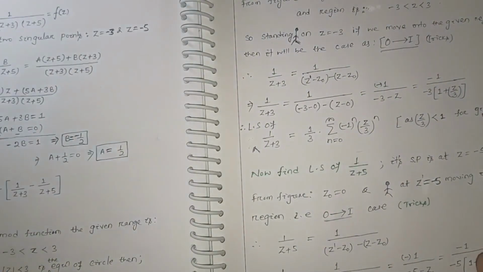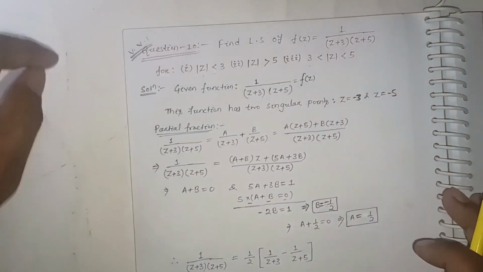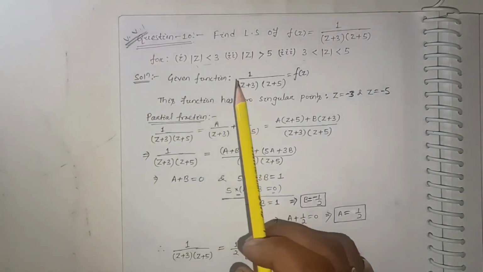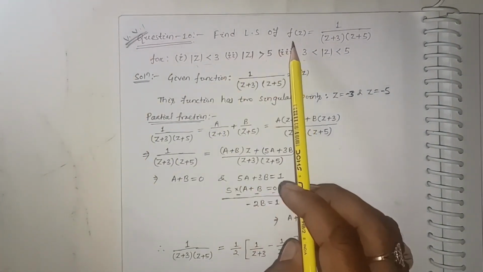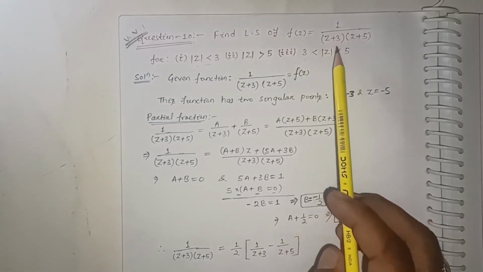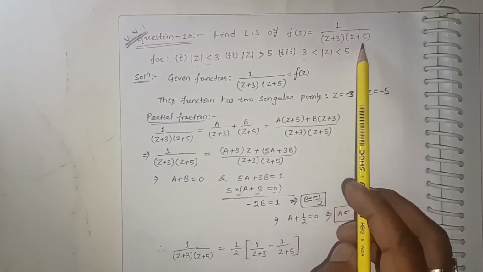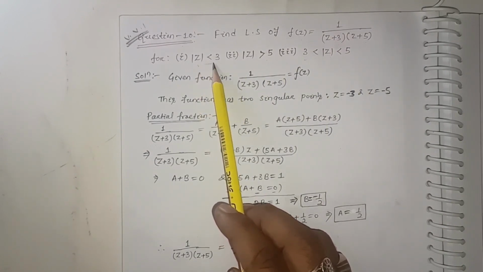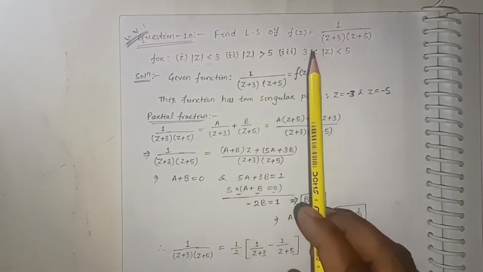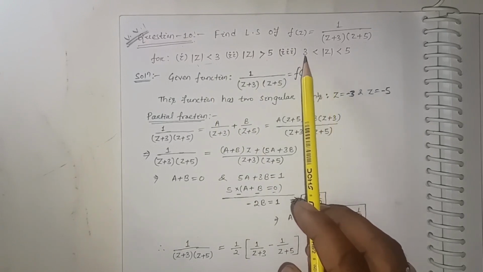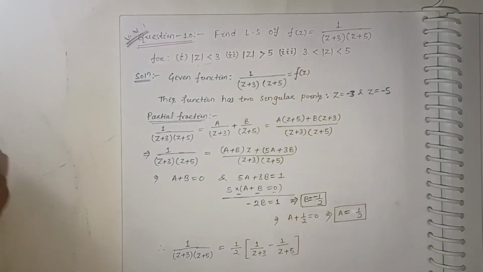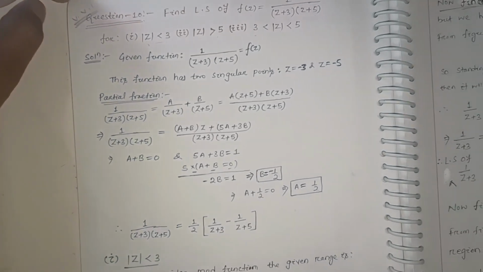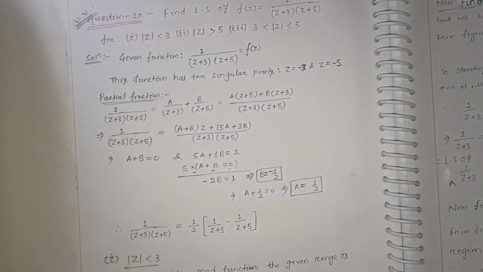Now we are going to move to the next question, question number 10, also a very important question. Find the Laurent series of the function f(z) = 1/((z+3)(z+5)). There are 3 parts. First we have to find it for |z| < 3, then |z| > 5, then |z| between 3 and 5. We are going to discuss this question in detail. Carefully watch and take notes for your exam.